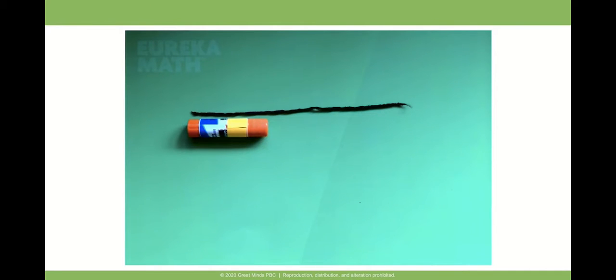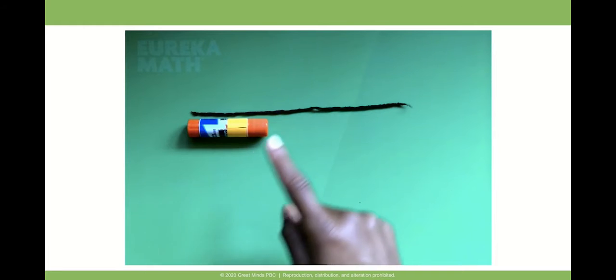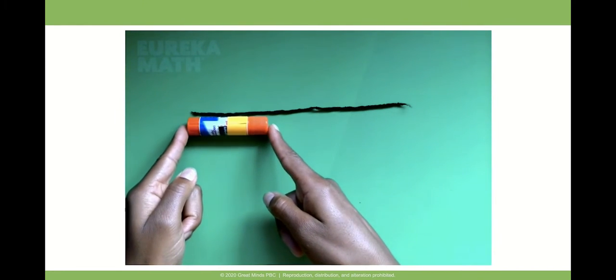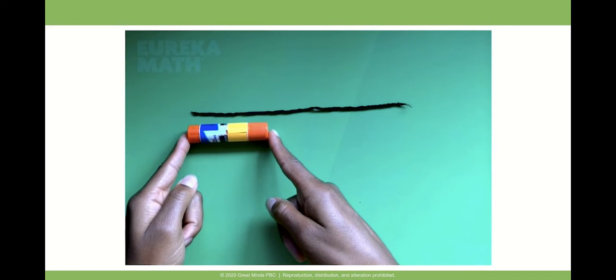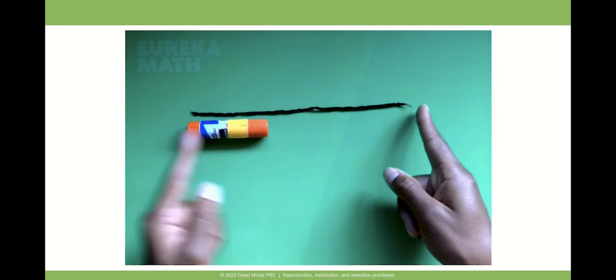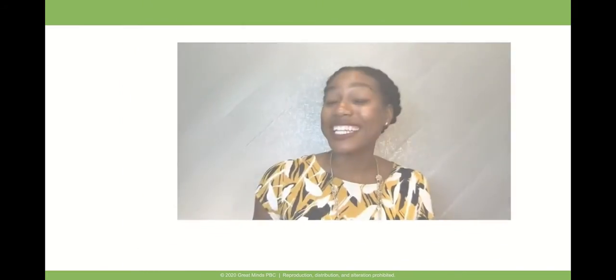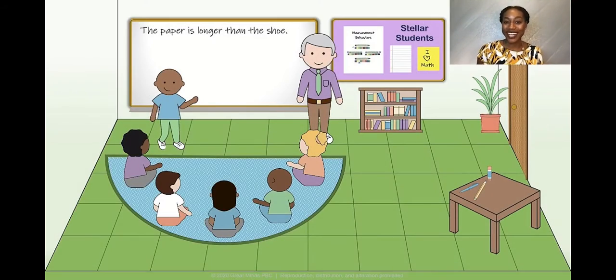What do you see? That's what I see too. The string is longer than the glue stick. That means Malik's shoe is longer than the glue stick. Or we can say the glue stick is shorter than Malik's shoe. Let's write that on the board in our virtual classroom.